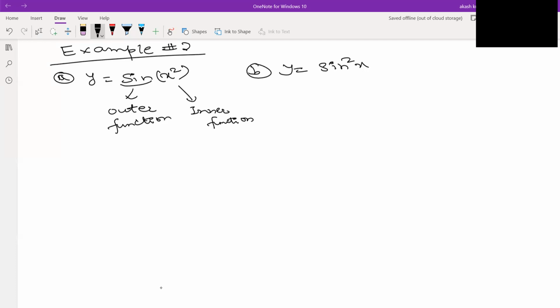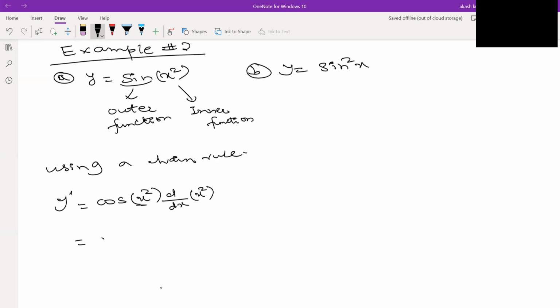What does the chain rule say? We have to differentiate the outer function first, and then we have to differentiate the inner function. So using the chain rule, let's differentiate the outer function. The outer function is sine. When we differentiate, it's cosine, just cosine. Cosine x square. And then we differentiate the inner function, that is x square, and it will be 2x. So 2x cosine x whole square.